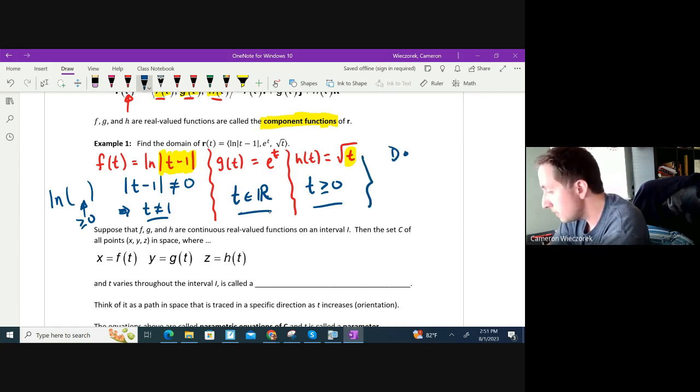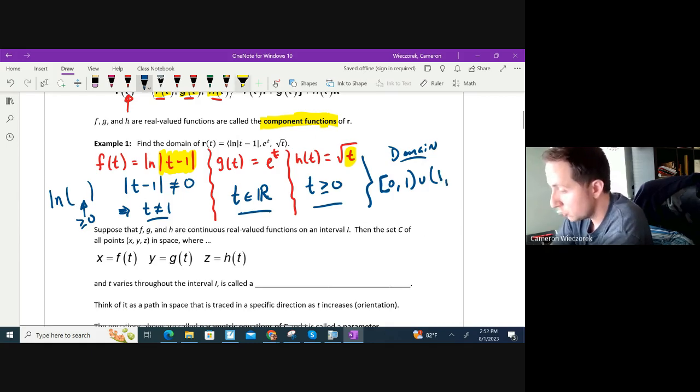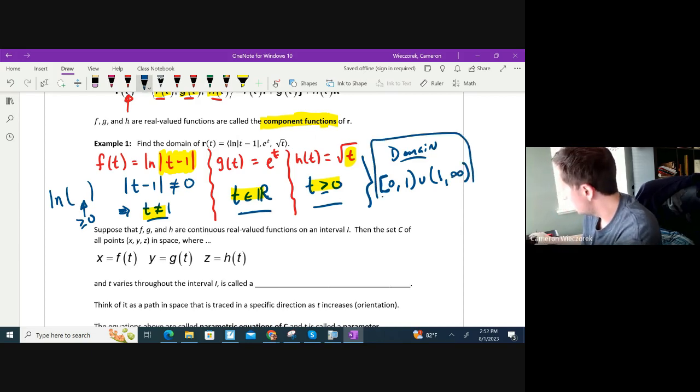My domain, if I look at the intersection of these three pieces, would be everything from 0, including 0, to 1, excluding 1. So I'm going to put a parenthesis. Union picks up again, excluding 1, and then according to our rules, any other number greater than or equal to 0 can work. So we're going to end by going all the way to infinity. Okay. So this would be my domain for the entire vector valued function.